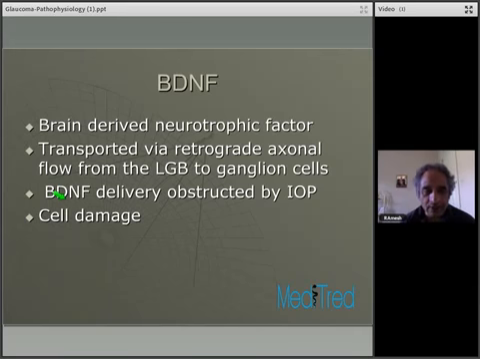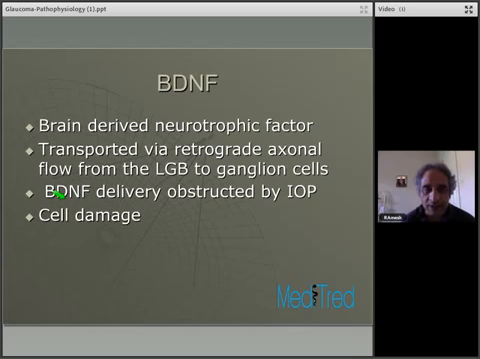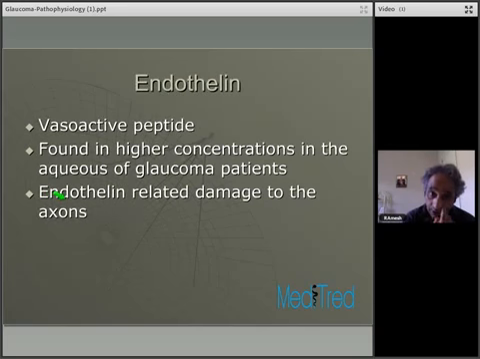So I don't know where that research stands at this point in time, but remember, the lack of BDNF being delivered from the lateral geniculate body to the ganglion cells can play a role in RGC death. Endothelin is another vasoactive peptide that is also recognized in this regard. It's found in higher concentrations in the aqueous of glaucoma patients. Exactly how it causes damage to the ganglion cells is unknown.